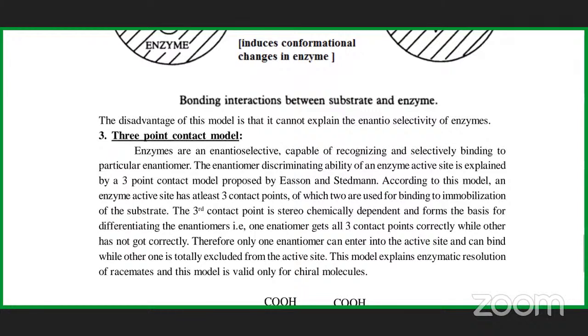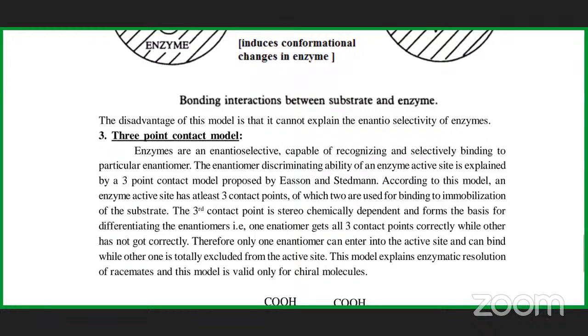So the enantiomer discriminating ability of the enzyme active site is explained by the three-point contact model, which was proposed by Easson and Stedman. These two scientists proposed this model. According to this model, an enzyme active site has at least three contact points.